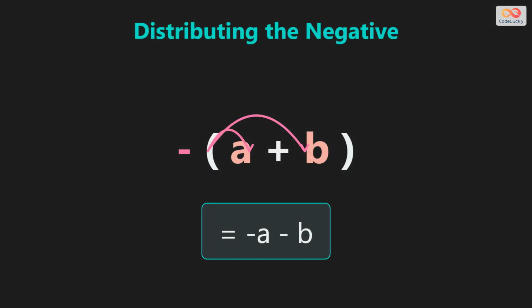Here is the core rule. To remove the parentheses, you must distribute that negative sign to every single term inside. The negative goes to the a, becoming negative a, and the negative also goes to the b, becoming negative b. Notice how both terms changed their signs.